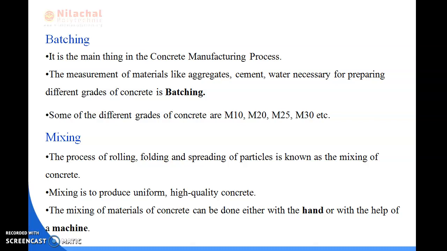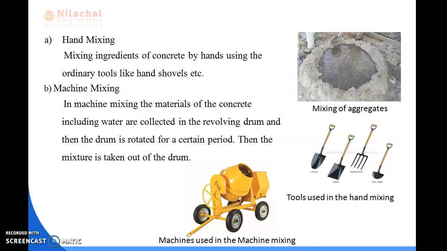The next process we discussed is the mixing method. The process of rolling, folding and spreading of all the particles is known as mixing of concrete, and the mixing is to produce uniform, high quality concrete. The mixing of materials is done by two methods, that is hand mixing method and machine mixing method.